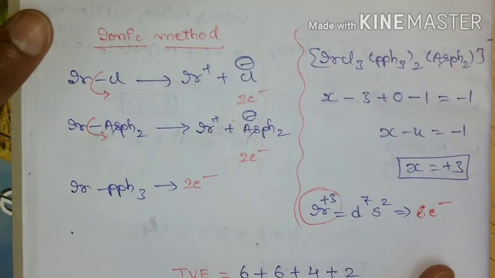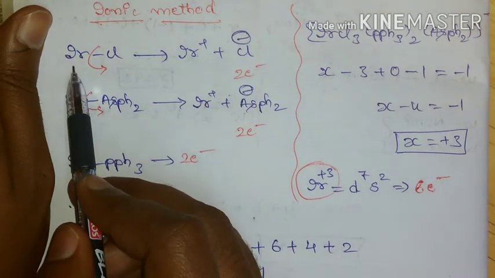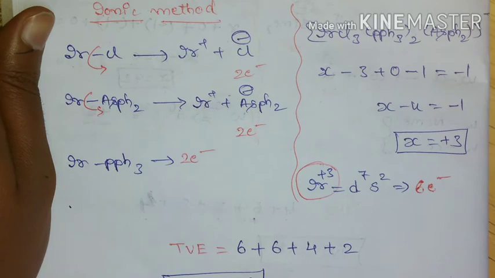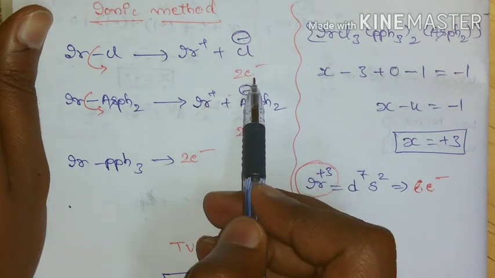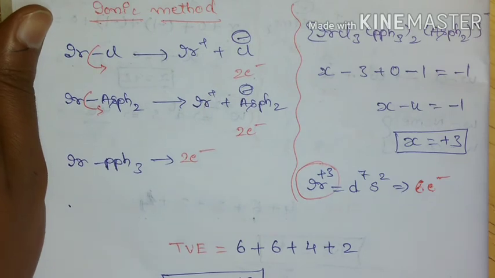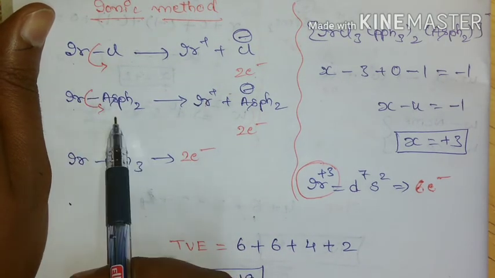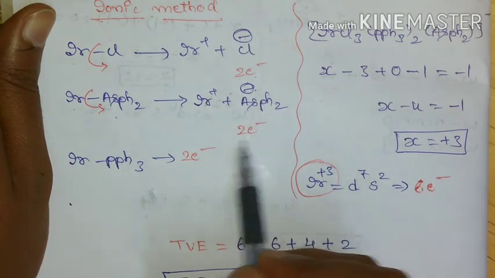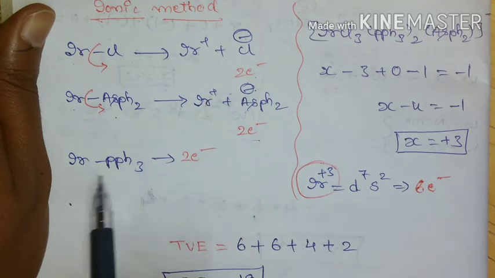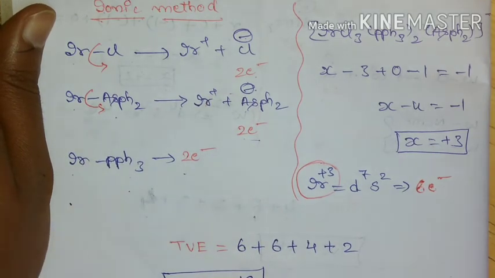So if I see the ionic method, iridium chloro will undergo heterolytic fashion and it is going to carry a negative charge. It is going to contribute 2 electrons. Iridium arsenic PH2 will undergo heterolytic cleavage. It is going to carry a negative charge, 2 electrons. And iridium PPh3, here this neutral ligand is going to contribute 2 electrons in both the methods.